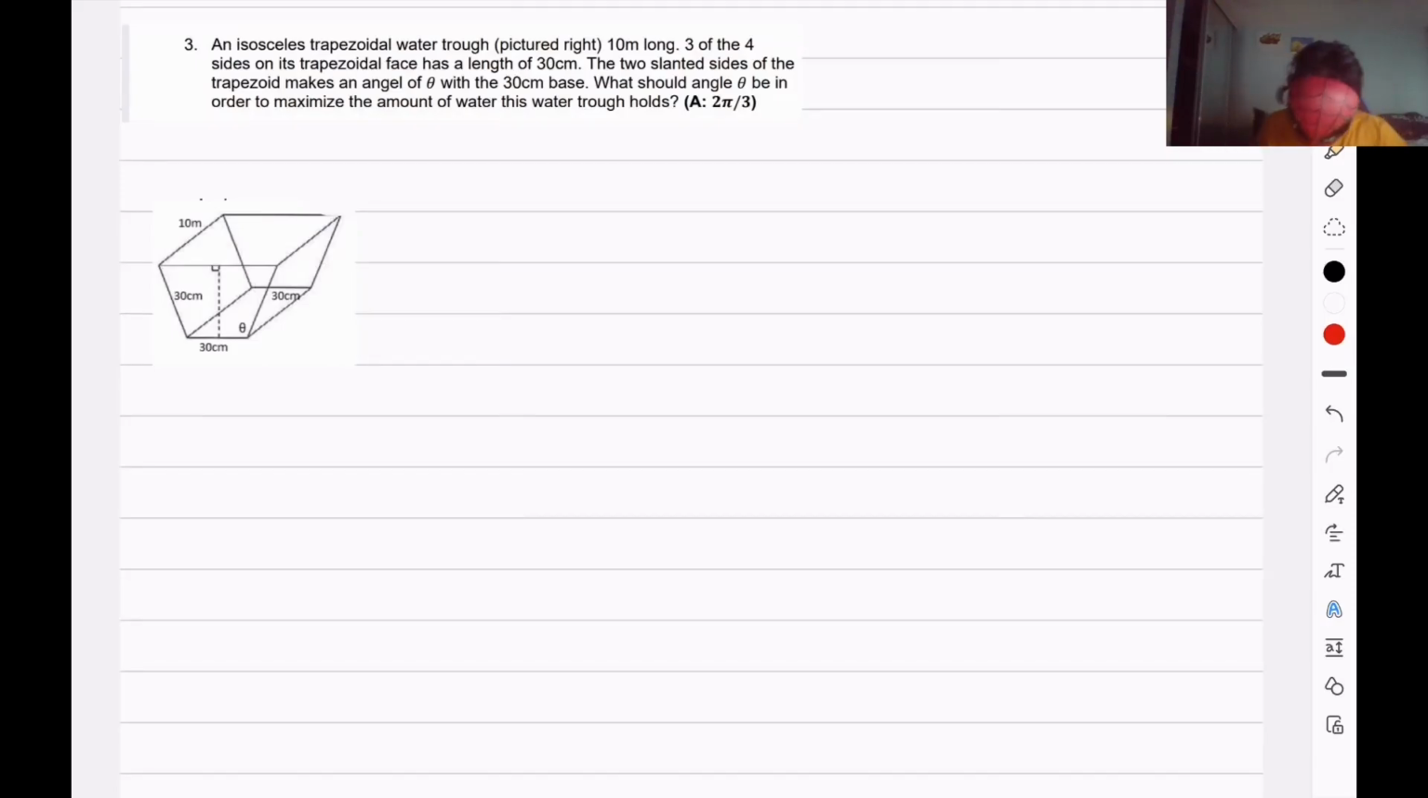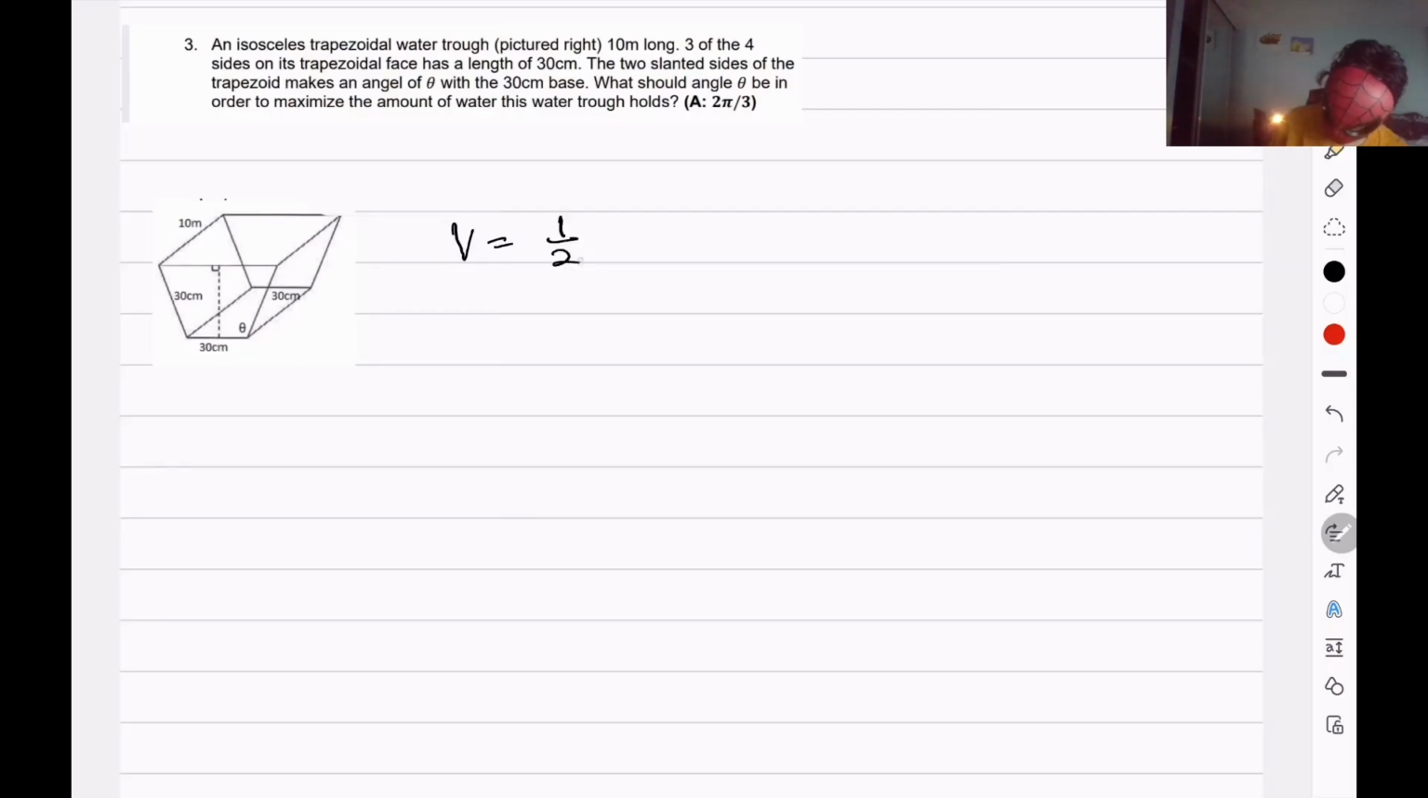An isosceles trapezoidal water trough, 10 meters long, has 3 of the 4 sides on its trapezoidal face with a length of 30 centimeters. The 2 slanted sides of the trapezoid make an angle of theta with the 30 centimeter base. What should angle theta be in order to maximize the amount of water this water trough holds? So we're trying to maximize the volume.